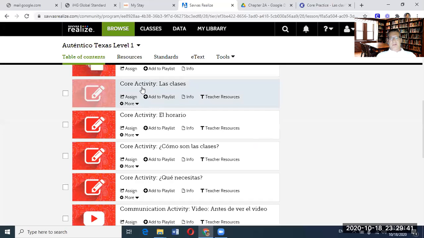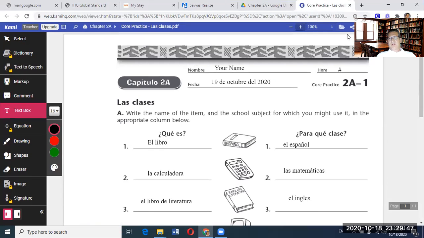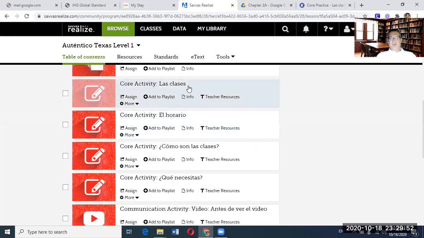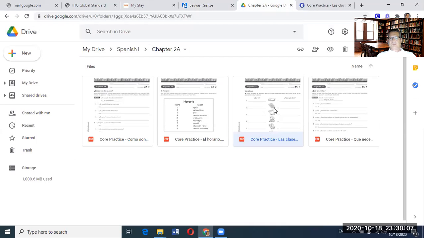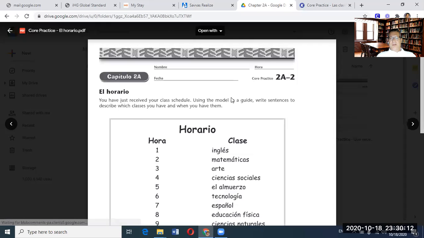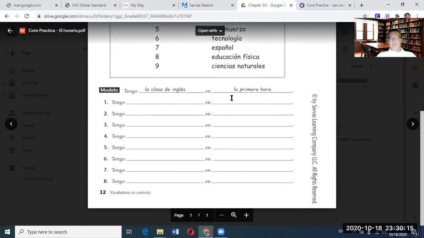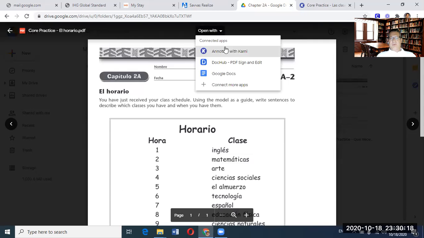Okay, so after that handout, we're going to go to the next one. Please click submit, or turn in, click turn in. And then the next one we're going to do is el horario, the schedule. We're going to open that handout and do it again with Cami.